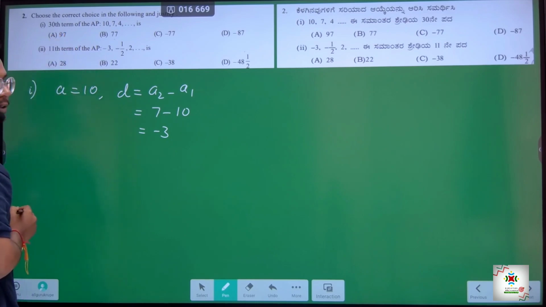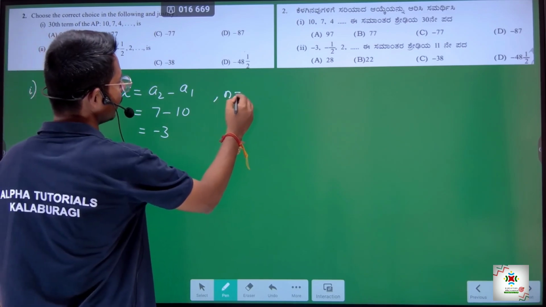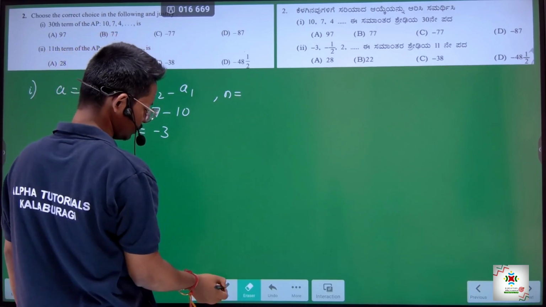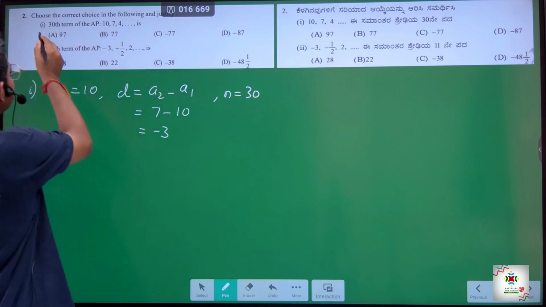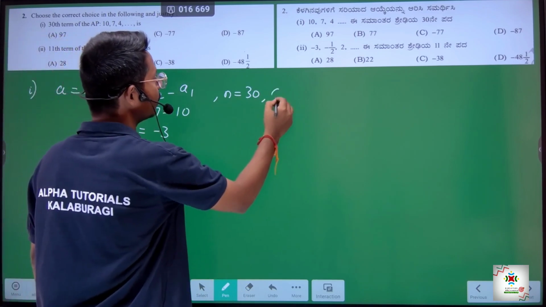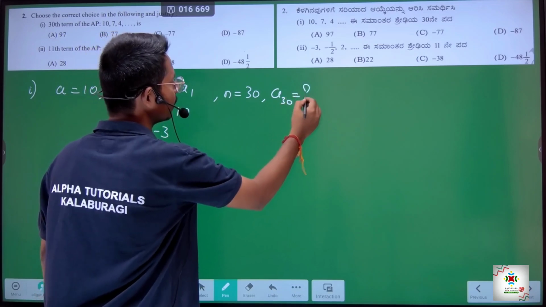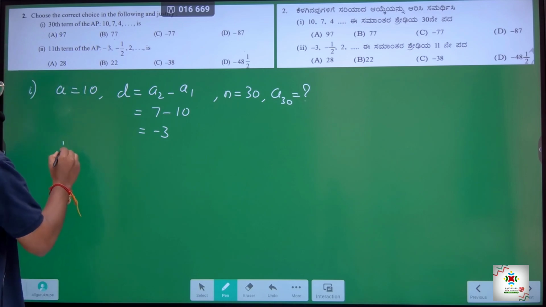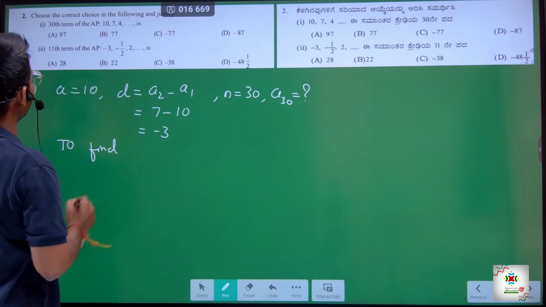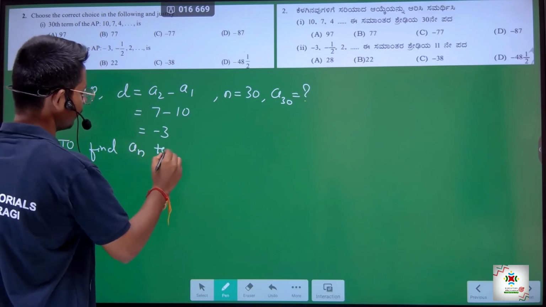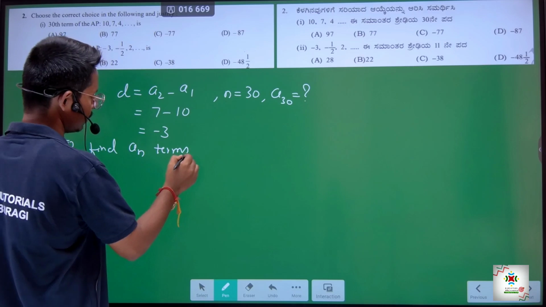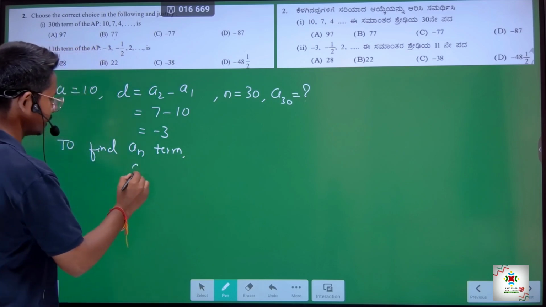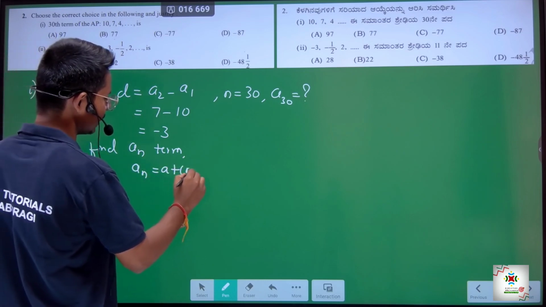Now I have to find the 30th term. So the 30th term, n equal to 30. The 30th term means you need to find a30. a30 is your question mark. Fine, we will use the nth term. To find the an term, what is the formula? an equal to a plus n minus 1 into d.